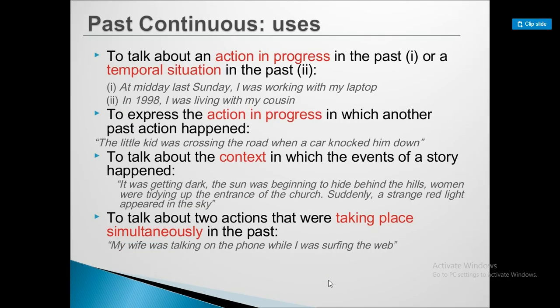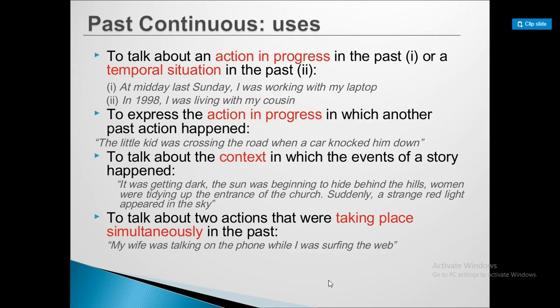What about the uses of the past continuous? The past continuous is used to talk about an action in progress in the past or a temporary situation in the past. For example, at midday last Sunday, I was working with my laptop. In 1998, I was living with my cousin.